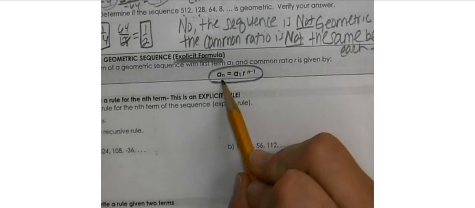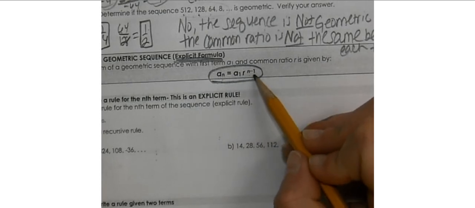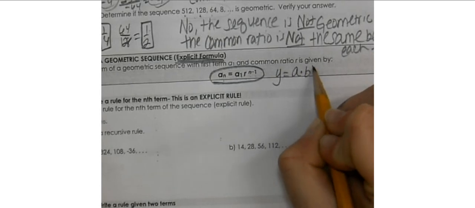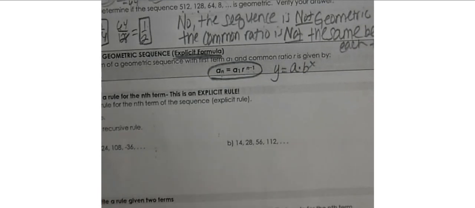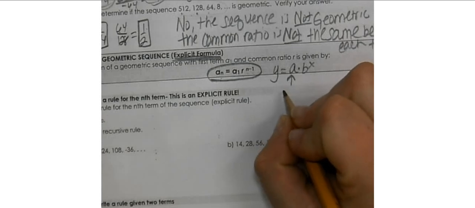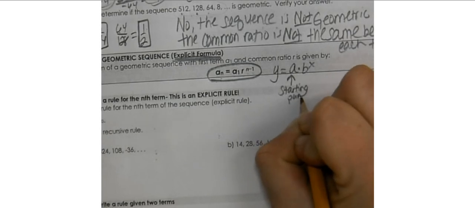That's in order to get to any term, it is going to be equal to the first term times your common ratio raised to the n minus 1 power. This is similar to y is equal to a times b to the x power, which is the simplest general form of any exponential function that we've given. Now, if you remember, the a value represented your y-intercept, or your starting point. And that's related to a sub 1. A sub 1 is your starting point.